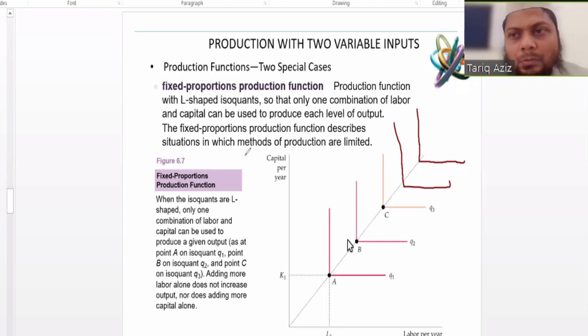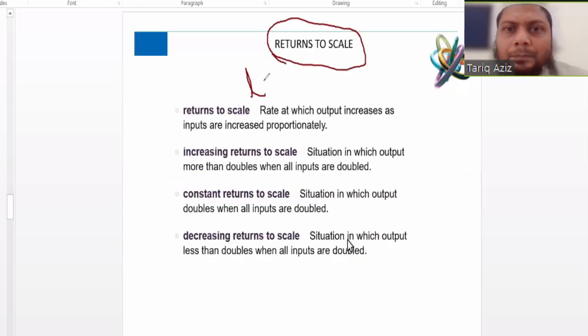Now the topic of the short-run production function has been completed. From now onwards, we will start talking about the long-run production function, which is also known as returns to scale, or the long-term production function. The short-run production function and the long-run production function.